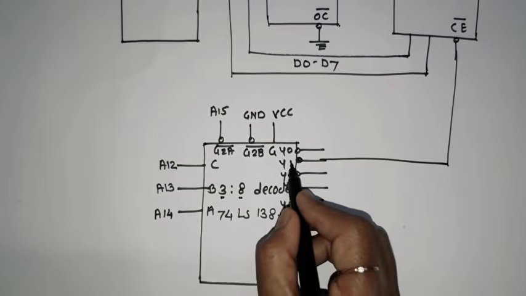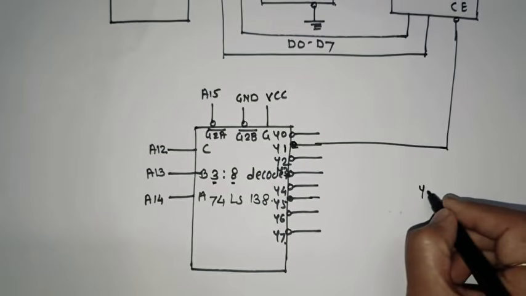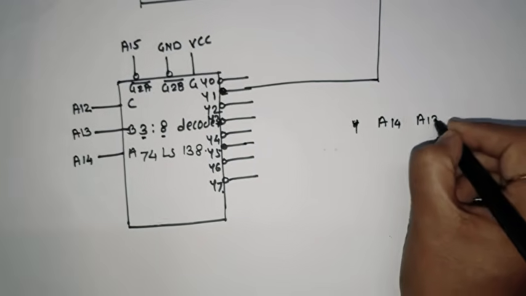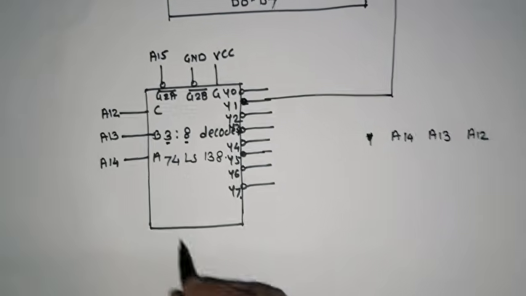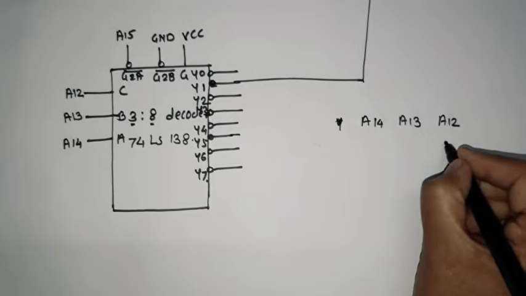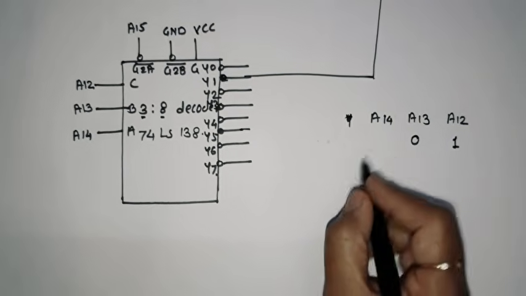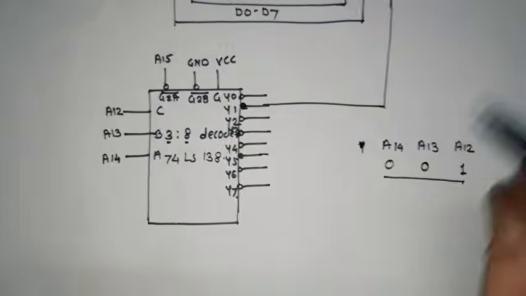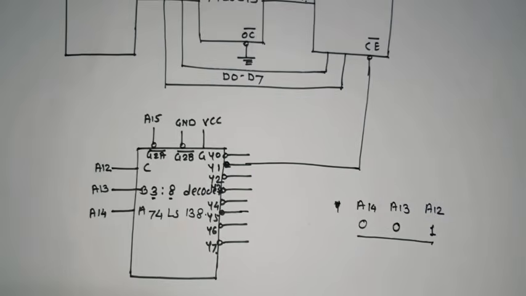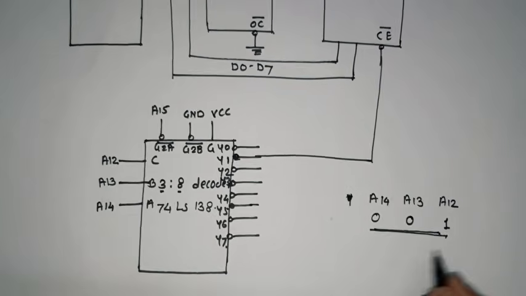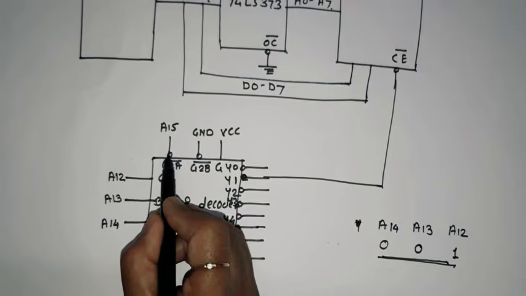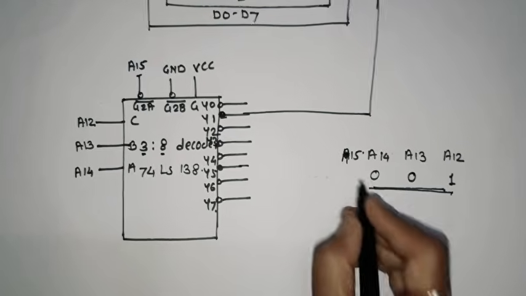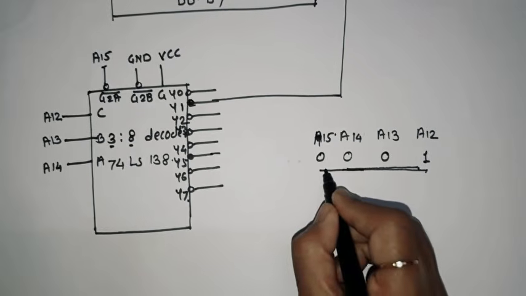To activate or select Y1, A12 should be equal to 1, A13 should be equal to 0, and A14 should be equal to 0. For this combination only, this memory chip can get selected. So this is fixed, it will not change. And A15, being active low, should be equal to 0. So it will be fixed, it will not change.